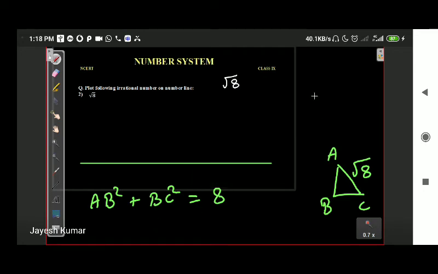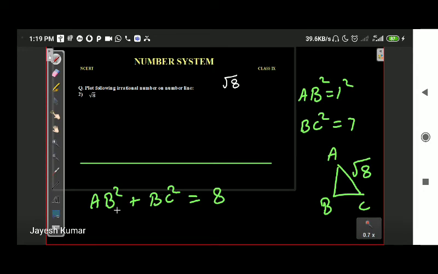If I take AB as 1, then AB square will also be 1. What should be added to 1 to get 8? Obviously 7. So you should take BC square as 7. If BC square is 7, then BC is equal to under root 7. So in order to draw under root 8, you can take AB as 1 centimeter and BC as under root 7. But drawing under root 7 is nonsensical. We do not want to repeat the process. This is doubling the process.